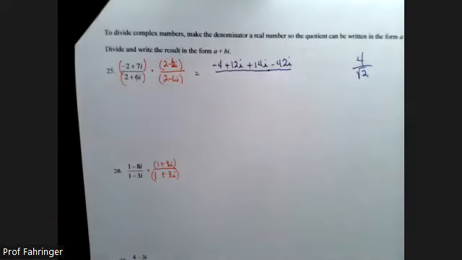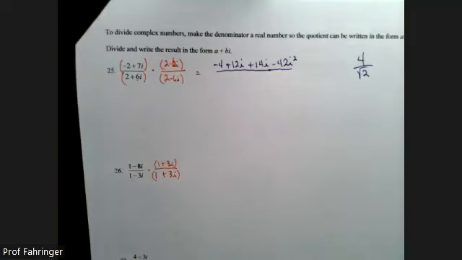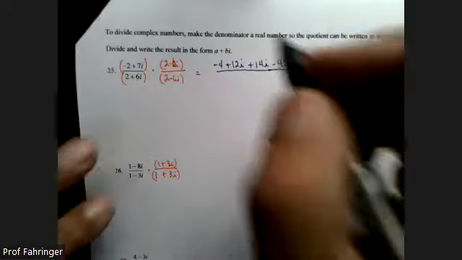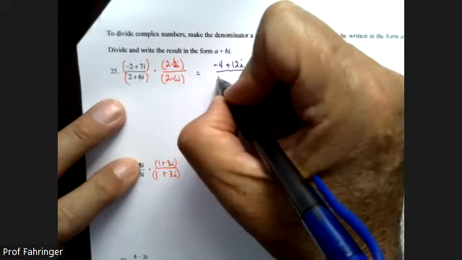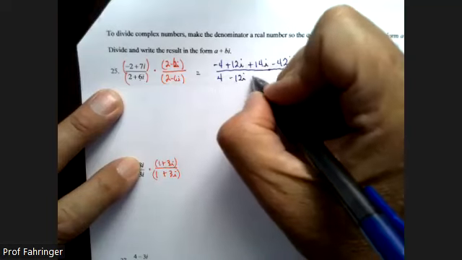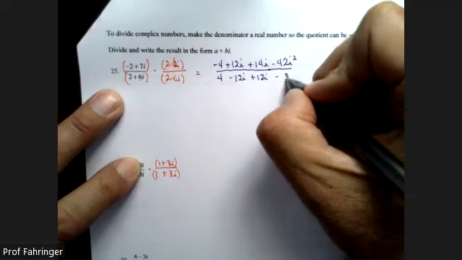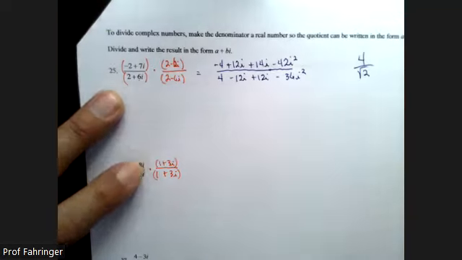You got it again. Did I mess up again? It's i squared at the end. Should have kept my big fat mouth shut. Thank you. 4 minus 12i plus 12i, and that's why we multiplied by the conjugate, minus 36i squared.